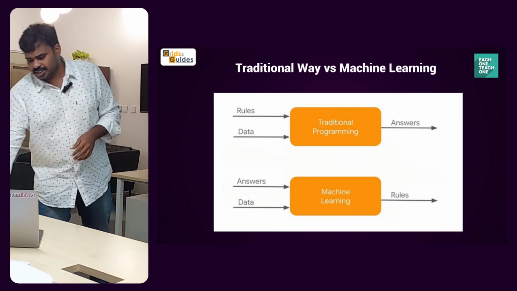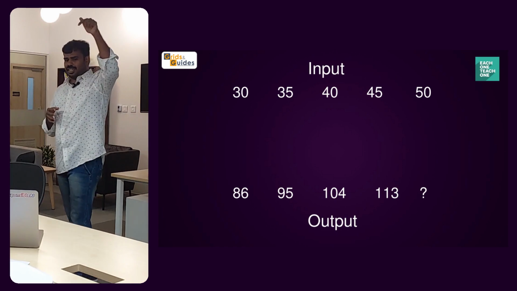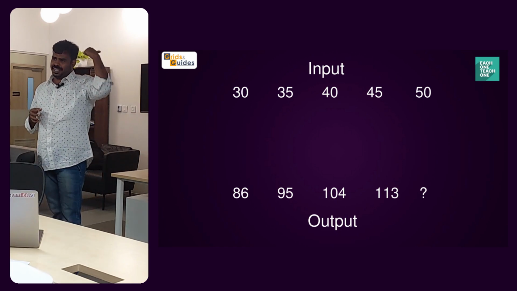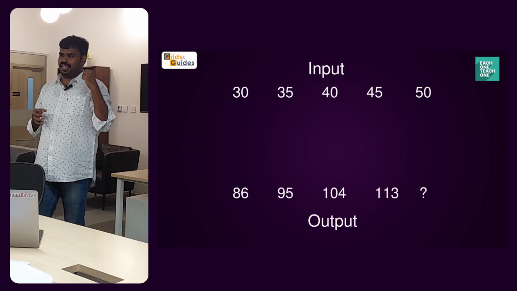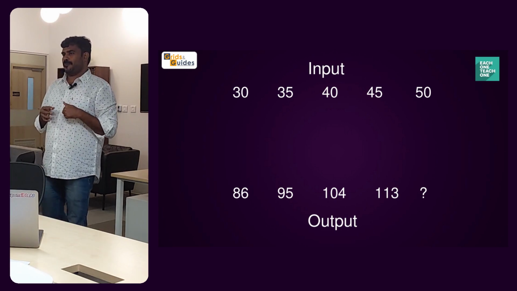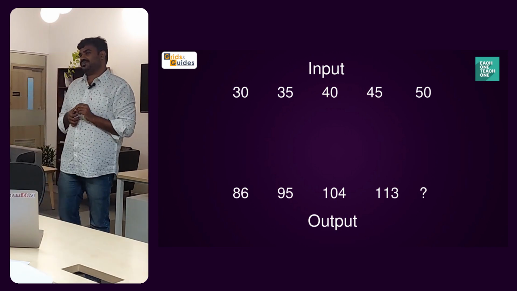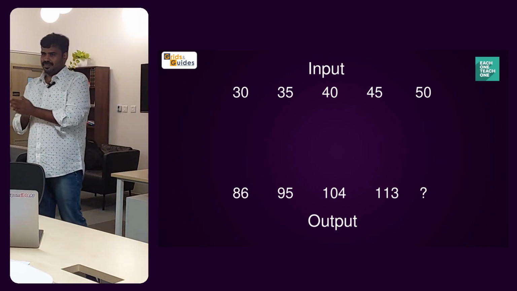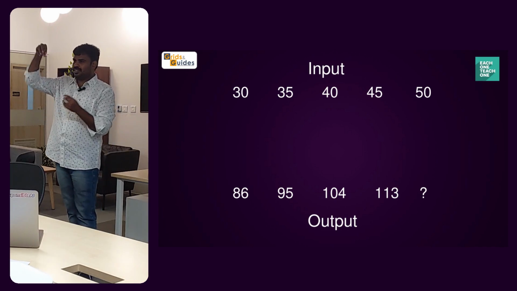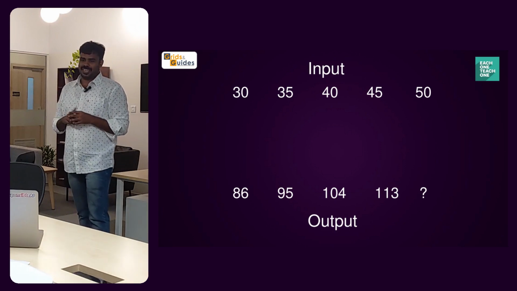So this is the thing, and I just want to ask a question. If I input 30 and I'm getting 86 as output, and for 35 it is 95, and for 40 it's 104, for 45 it's 113. If it is 50, what will be the output? Please, any guess? So you are passing some input and you are getting an output. 104 is... 122 is correct. How?